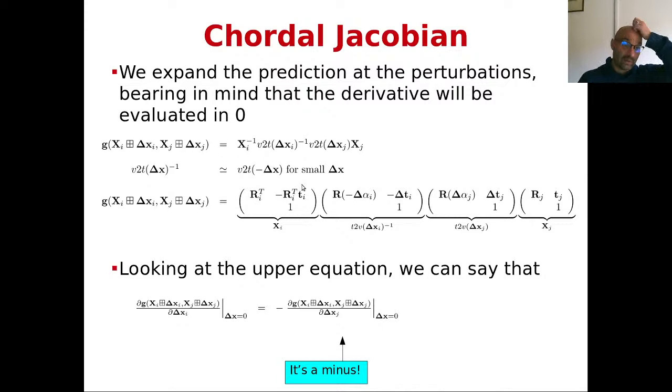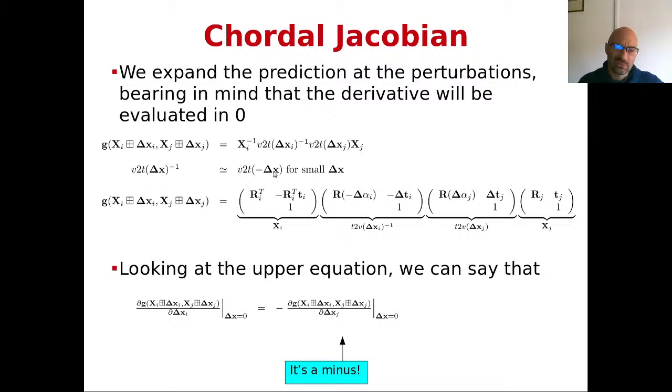Now you can also observe, if you calculate the v2t of delta x, the v2t of the inverse of the v2t of delta x, you will figure out that this formula here is very similar to, or it has the same value of v2t of minus delta x for small delta x. So this object here, v2t of delta x to the minus 1, is more or less equal to v2t of minus delta x.